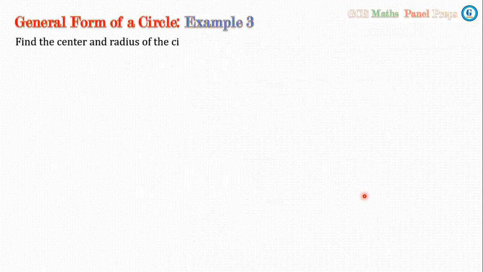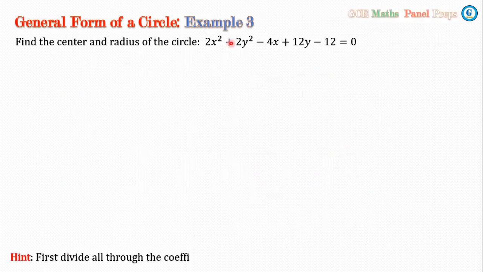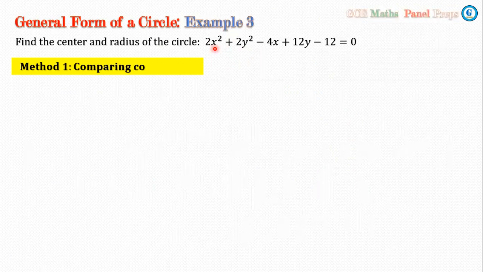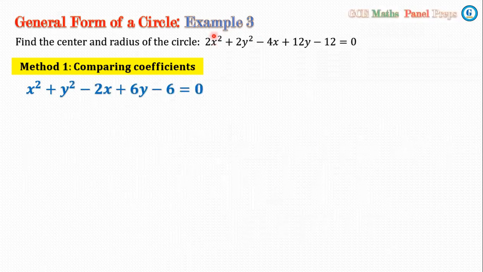Another example: find the center and radius of the circle, this. So the first thing to do here, like previously, you have to divide all through by 2, to make the coefficients of x squared and y squared the same, if you are using completing the square or any other method, because if you just go directly, you will just fall into error. So in this example, you divide all of this by 2 so that we can start. It makes no difference.